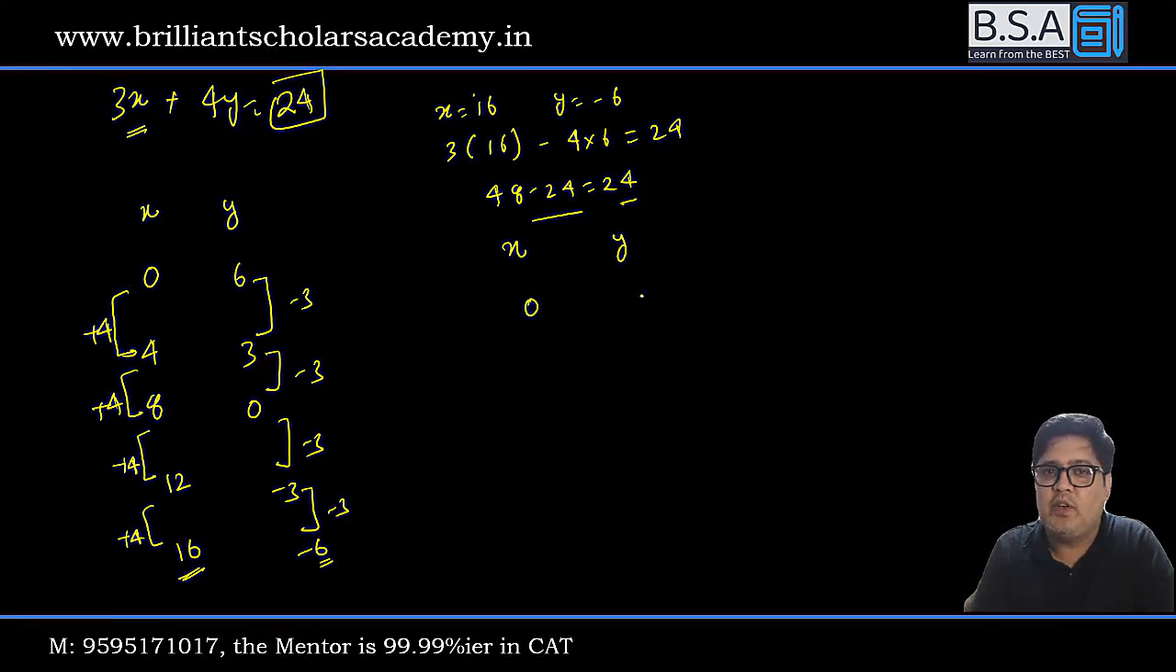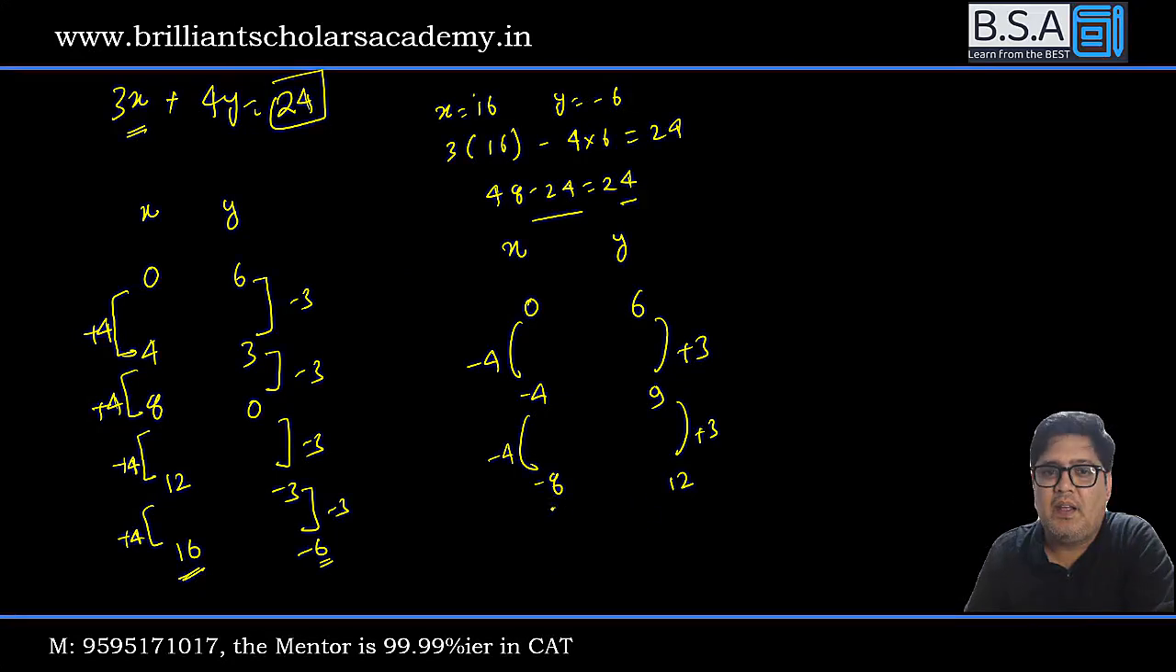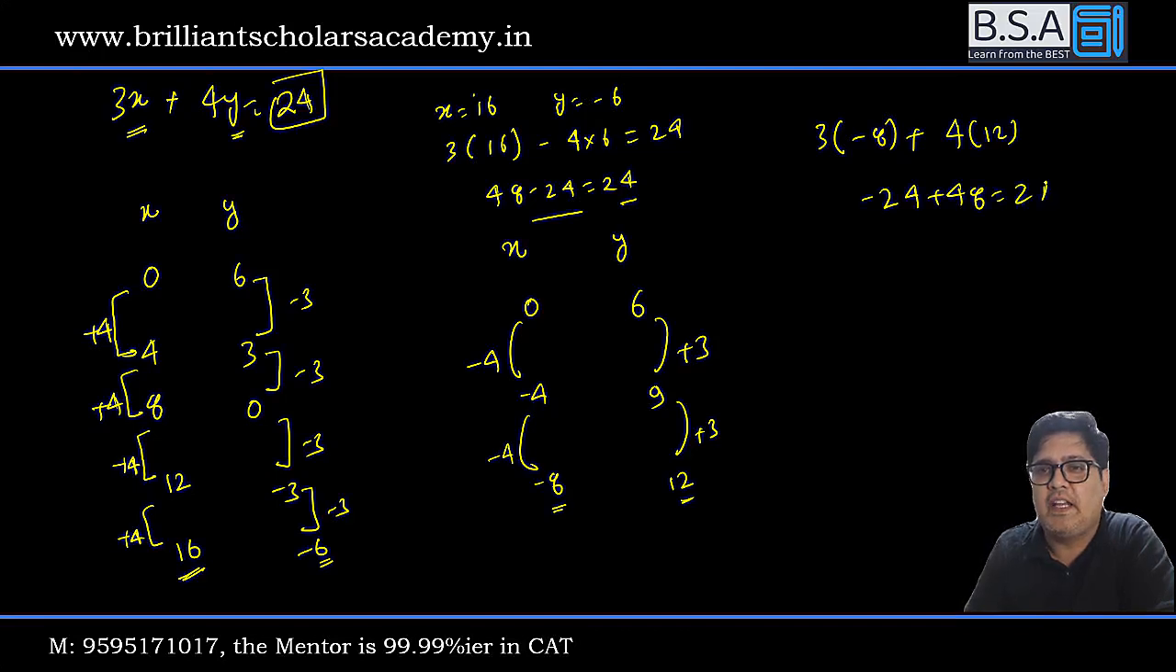X is equal to 0, y is equal to 6. If I decrease it by 4, minus 4, this will be increased by 3, 9. Decreased by 4, minus 8. Increased by 3, 12. Let me check this for you. If I put this value here, 3 into minus 8. If I put 12 here, 4 into 12. So what do we have? Minus 24 plus 48 is again 24. So you can create now infinite solutions.